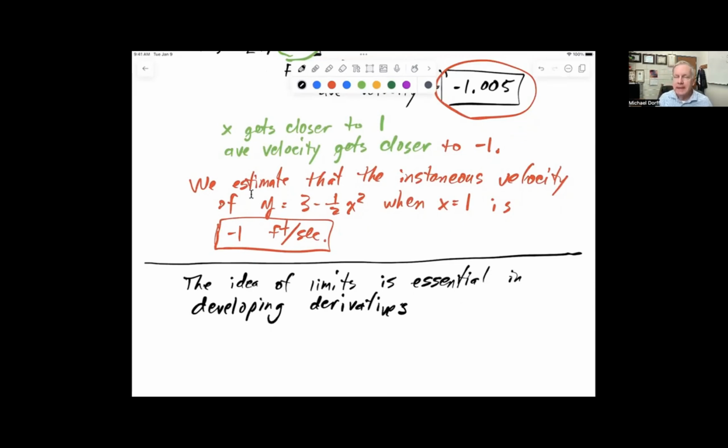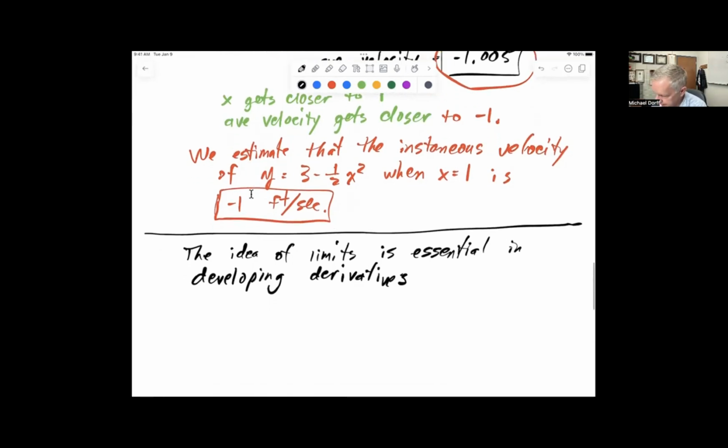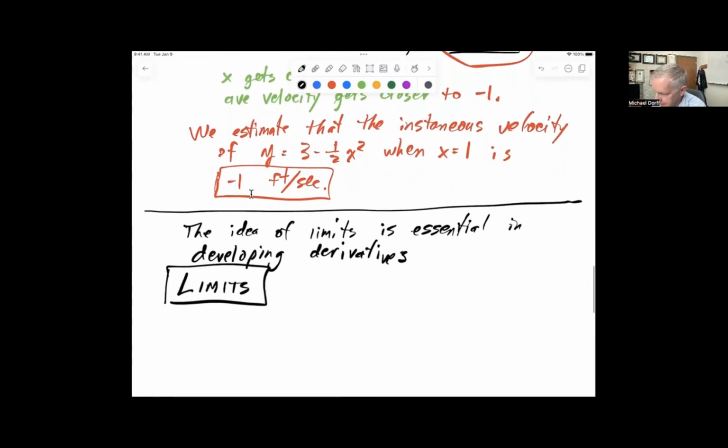So again, just to keep the big picture in mind, the two main ideas of calculus are derivatives and integrals. But now we're going to put those on hold so we can talk about limits, so that then we can use the idea of limits to actually understand derivatives and derive the idea of derivatives. Okay, this is our topic for the next few times.